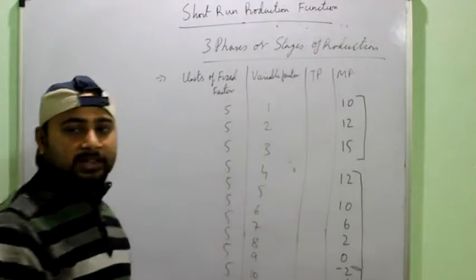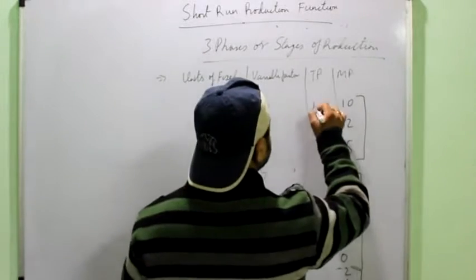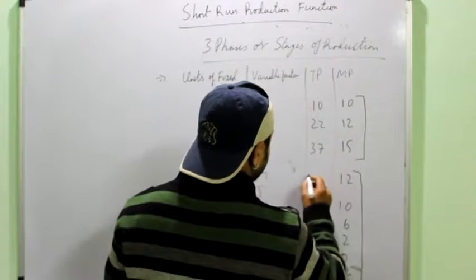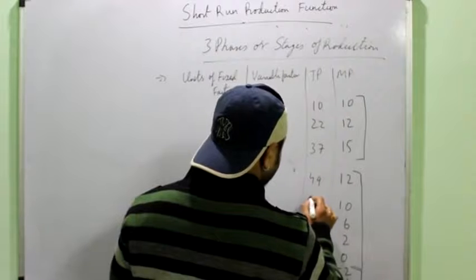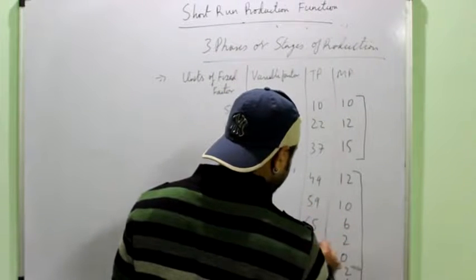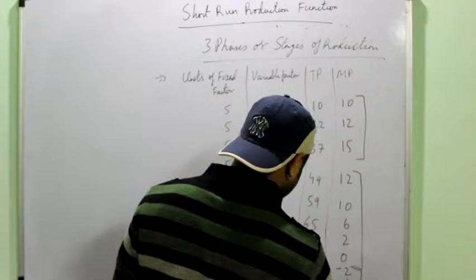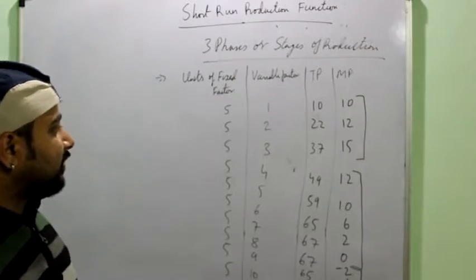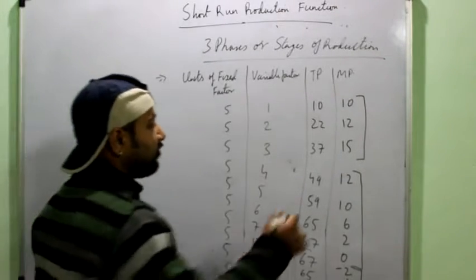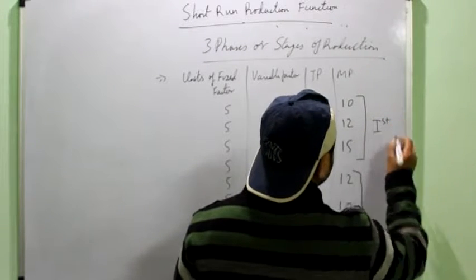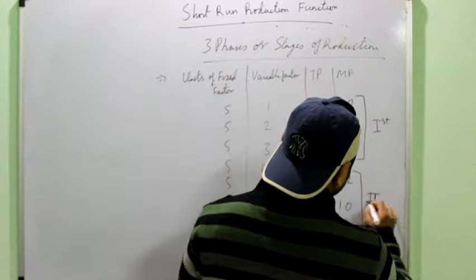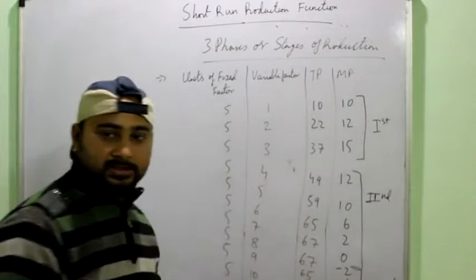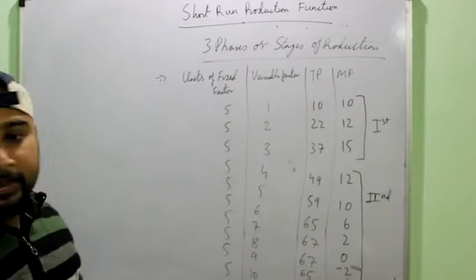Then we derive the total product with the help of marginal product. So it's 10, then 22, then 37, then 49, 59, 65, 67, 67, 65 and 61. Okay, this is how it is derived and this is how it is constructed. Now this particular phase shows the first stage, second stage and the third stage, right? Increasing returns, diminishing returns and the negative returns.